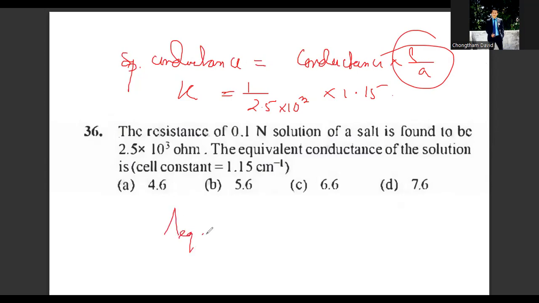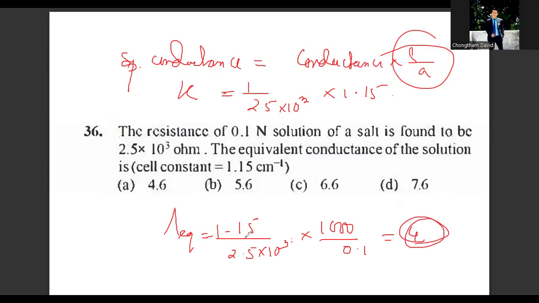So find the equivalent conductance. You're going to get 1.15 divided by 2.5 into 10 to the power 3. So you have to divide this with molarity. So it becomes 1000 divided by 0.1. Okay, so the answer would be 4. Yes, the nearest value would be 4. So option A would be the answer to question number 36. I hope it is understood.